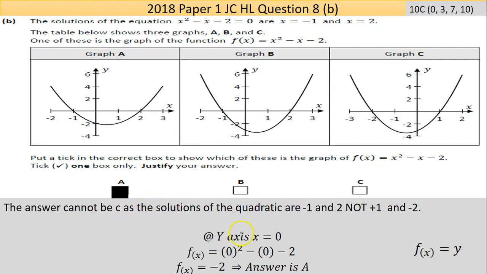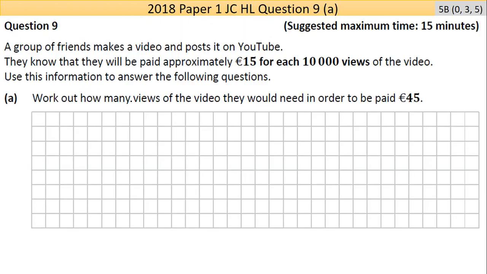I'm going to just suppose the answer because it's prettier. The answer is going to be A, because all along the y-axis the value of x is 0. So if I put 0 into my quadratic, what does my answer come out as? I've done it here, it comes out as negative 2. This one here looks like negative 3. That one looks like negative 2. So A is the answer. That's it for part B.